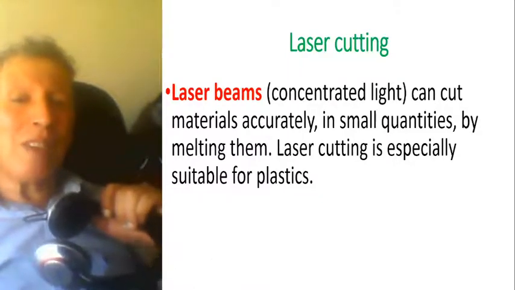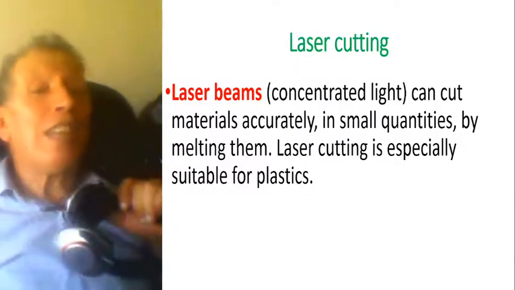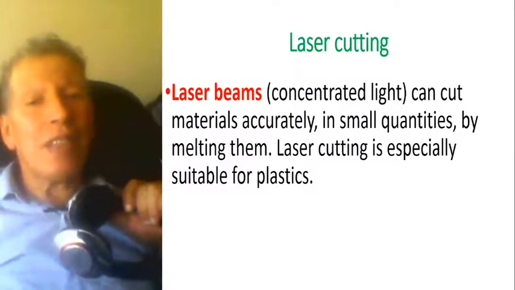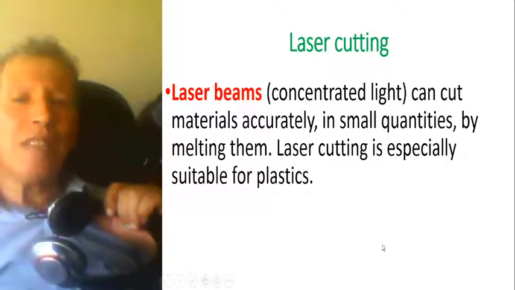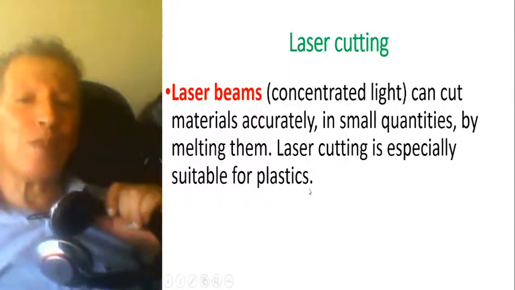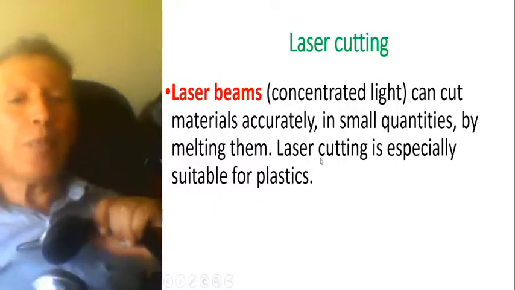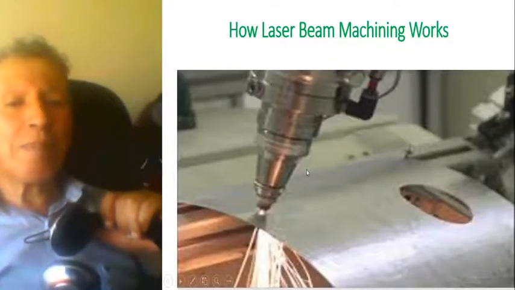So laser beams are concentrated light. So they can cut materials accurately, probably more accurately than any of the previous techniques or devices, and in small quantities or in small size by melting them. Laser cutting is especially suitable for plastics, so polymers and plastics.